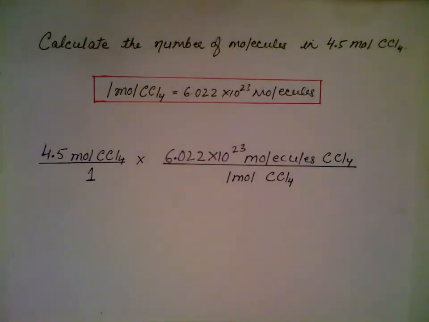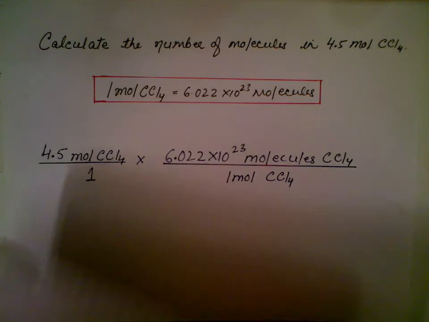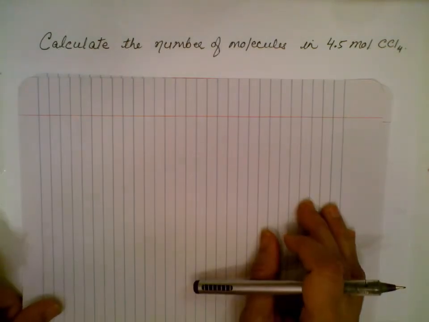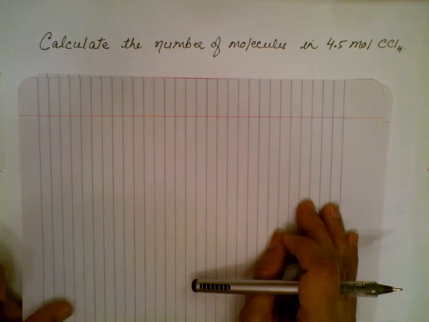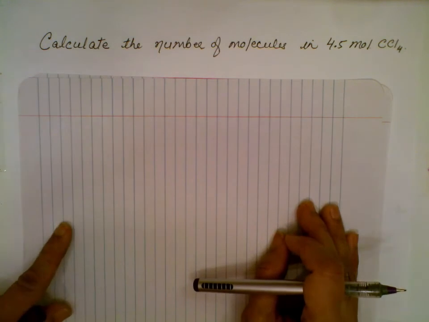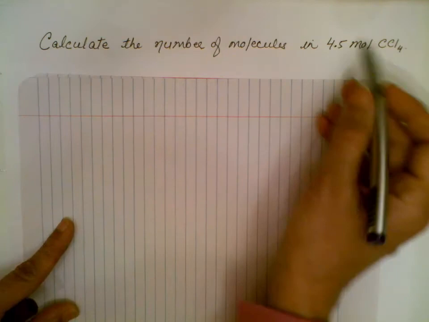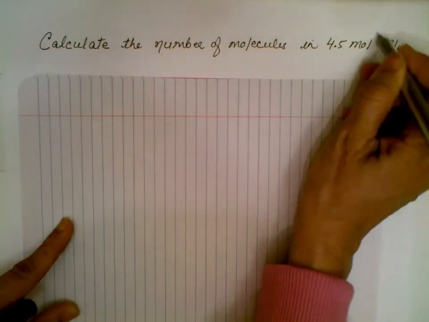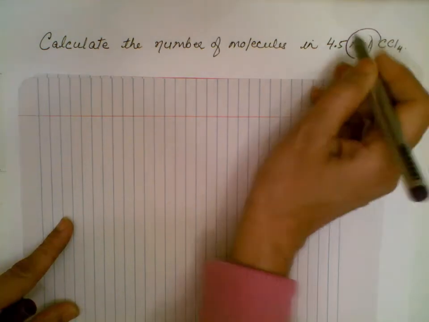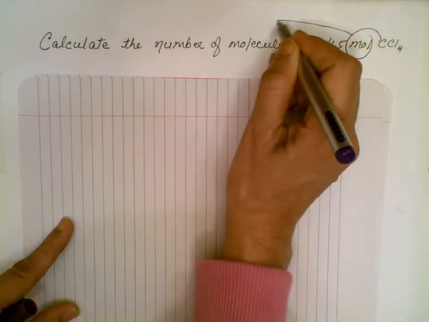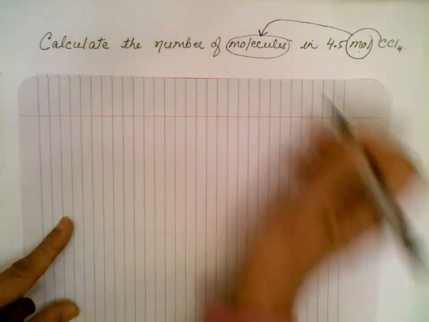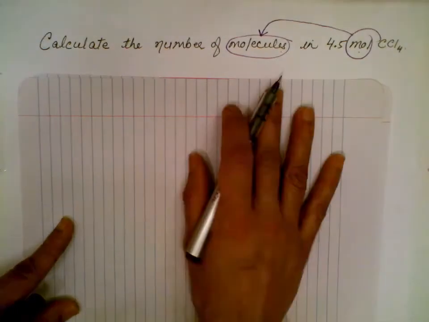Now let's look at this one here. Calculate the number of molecules in 4.5 moles of carbon tetrachloride. So again, you have to set up the equivalent here, and what is given here is this one. This is your moles, right? Your given unit is moles, and you have to go to molecules. So moles to molecules.